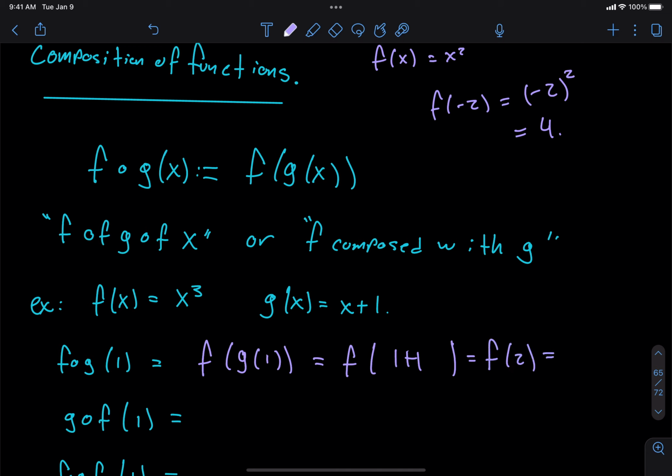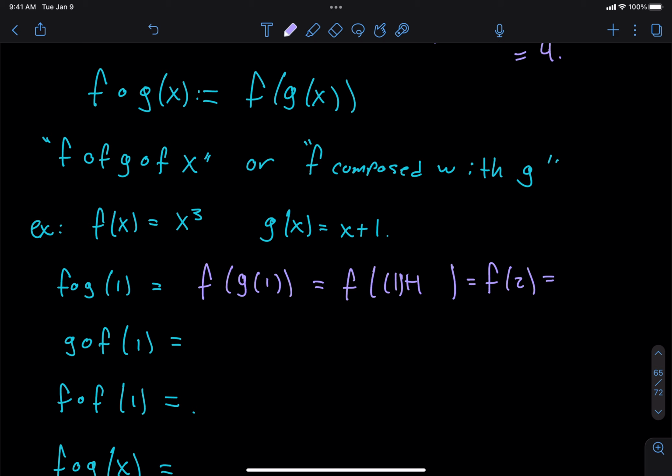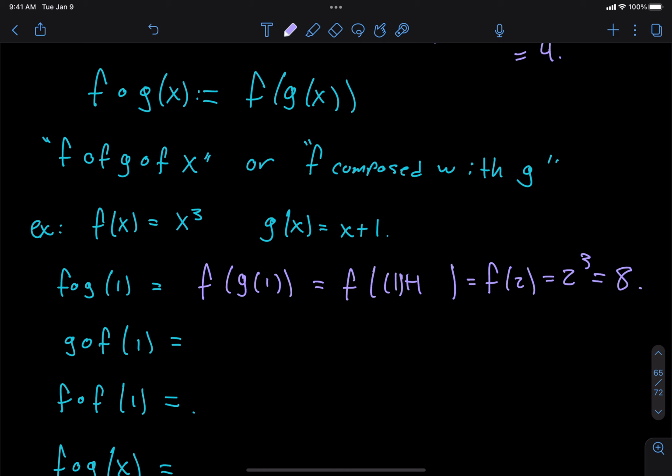And now to do f of 2, okay, I guess I should put parentheses around my 1 to practice what I preach. So 1 plus 1 is 2. And then now what do we need to do? Plug in 2 for x in the f function. So now I cube it, and I get 8, okay?